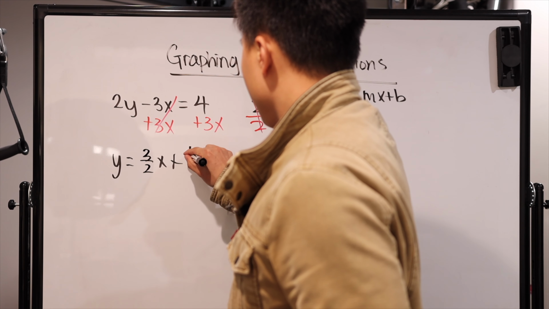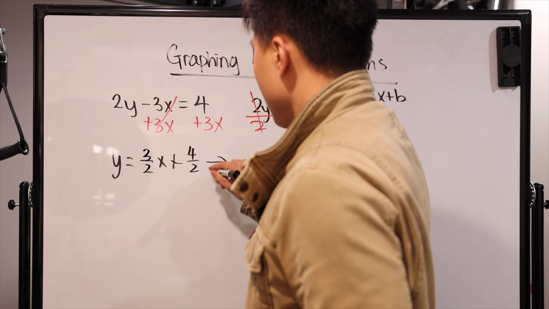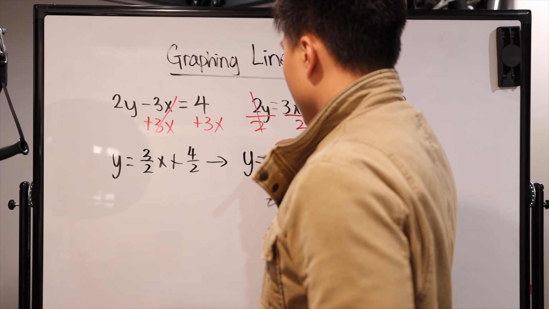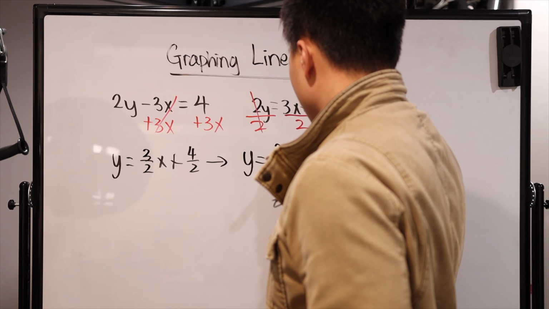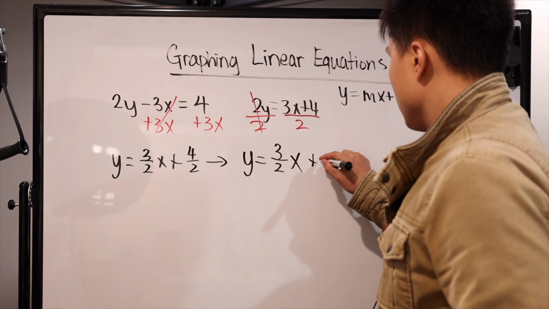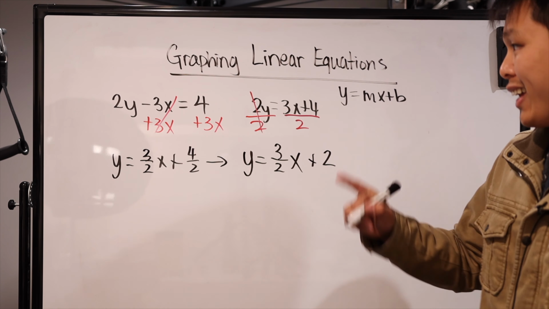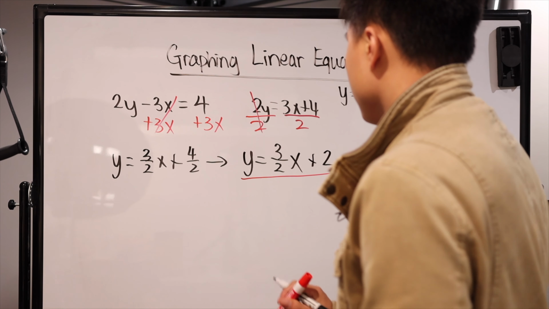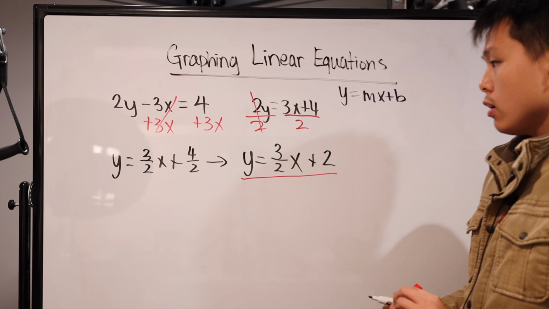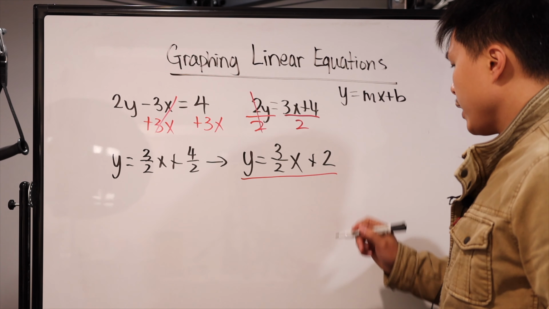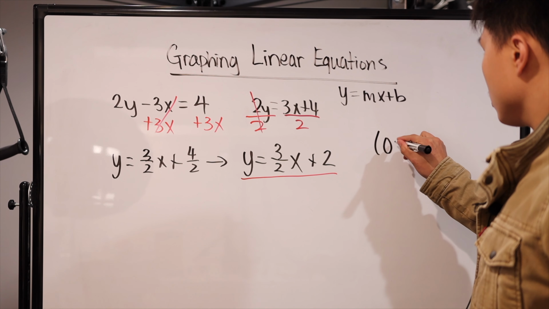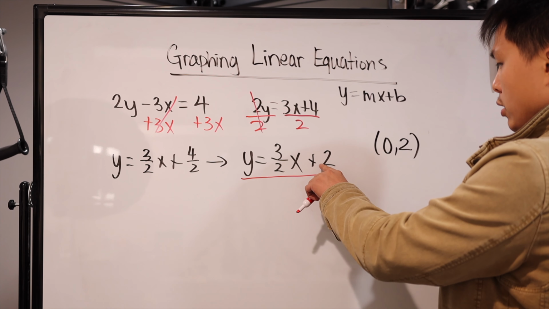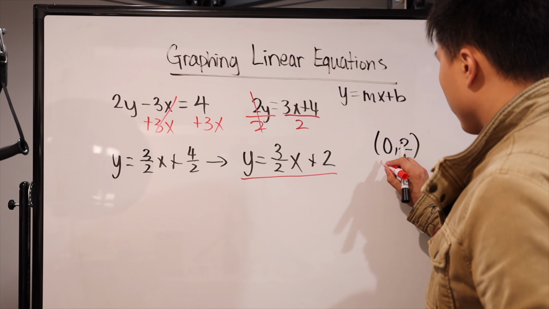Which I'll write right here just for clarity's sake. That's just basically y equals 3 over 2x plus 2. There we go. That's our first step. We have it now in our slope-intercept form. The second step is to identify the fact that (0, 2), based on this 2 right here, is our first point.